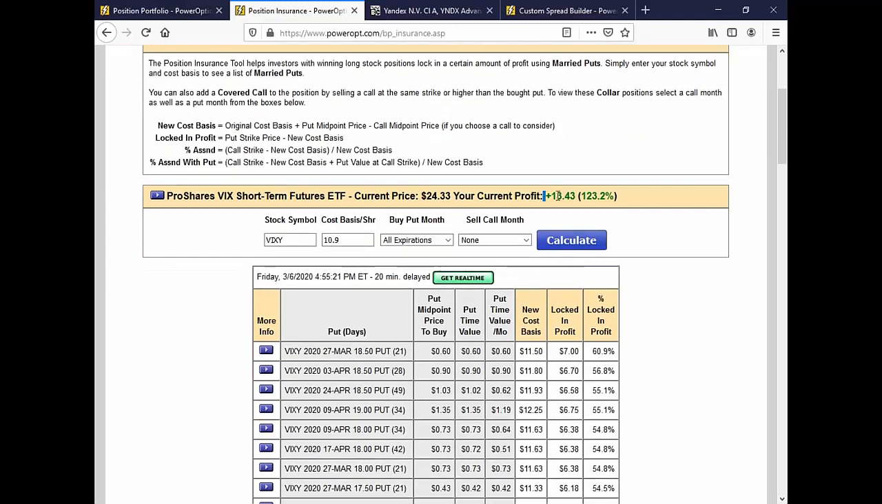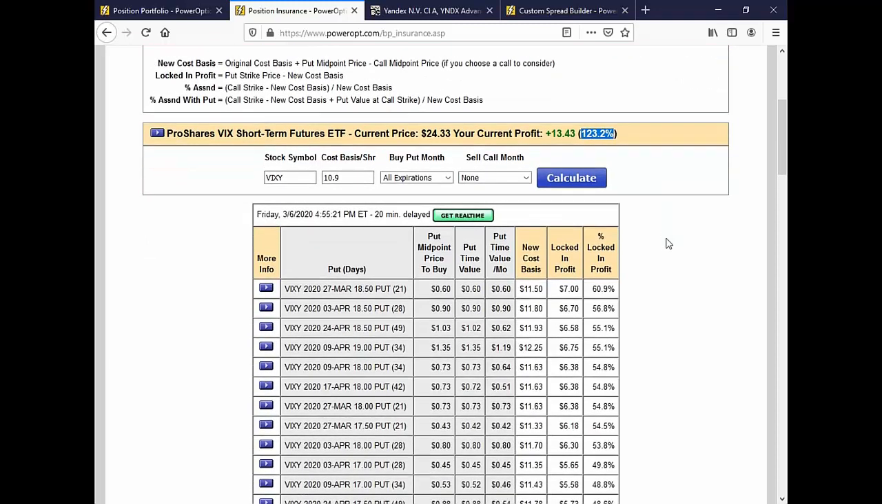You have an unrealized profit of $13.43 or 123.2%. This is the VIX short-term futures ETF, VIXY. And that is important, and I'll explain why. So cost basis of 10.90. The ETF is up at 24.33. You've got an unrealized profit.